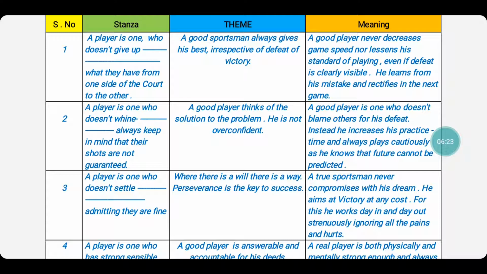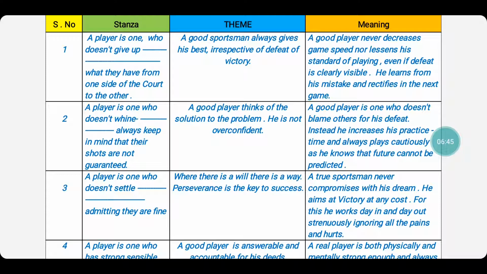So let's see what's the meaning of this stanza. A true sportsman never compromises with his dream. He aims at victory at any cost. Whatever cost it may be, he wants victory. For this, he works day in and day out, strenuously, ignoring all the pains and hurts.